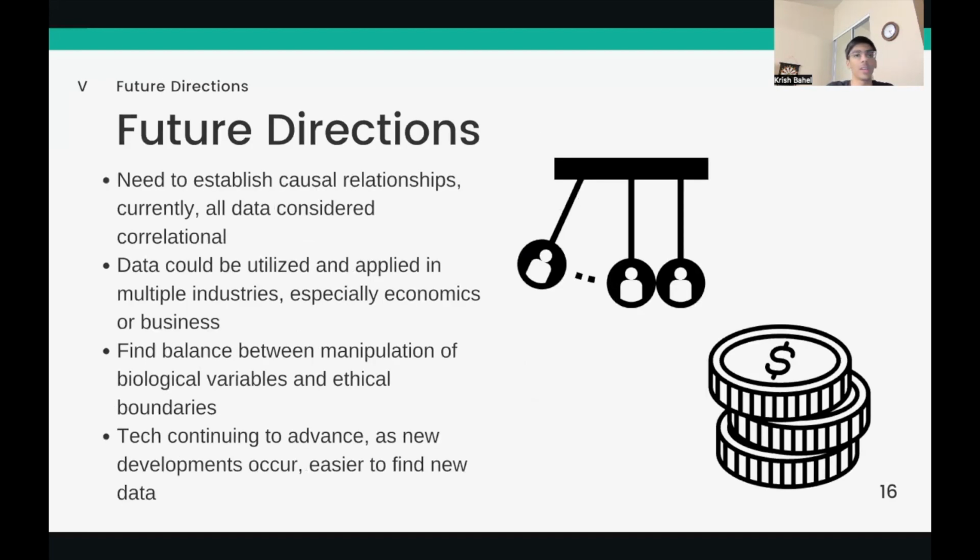Some future directions for this data. All of this data so far has been purely correlational, and there is a massive need to establish causal relationships. This data, as it stands now, can be utilized and applied in multiple different industries, and especially things like economics or consumer data. Scientists moving forward need to find a stronger balance between the manipulation of biological variables to find more accurate data while still maintaining ethical boundaries. And as the tech continues to advance and new developments continue to occur, it will become easier to find new data without breaking these ethical boundaries.